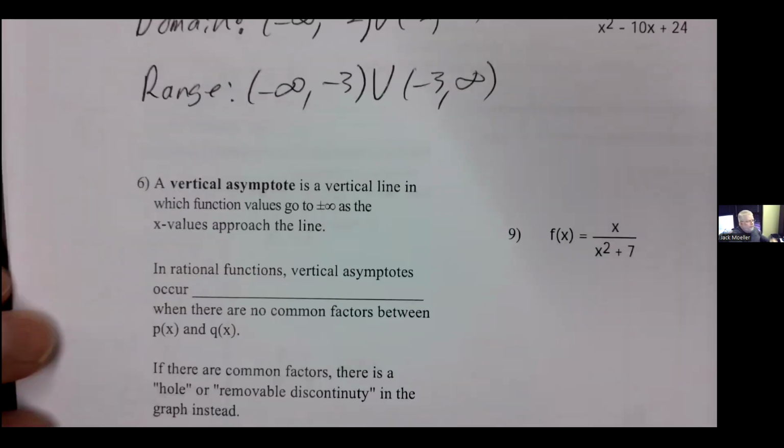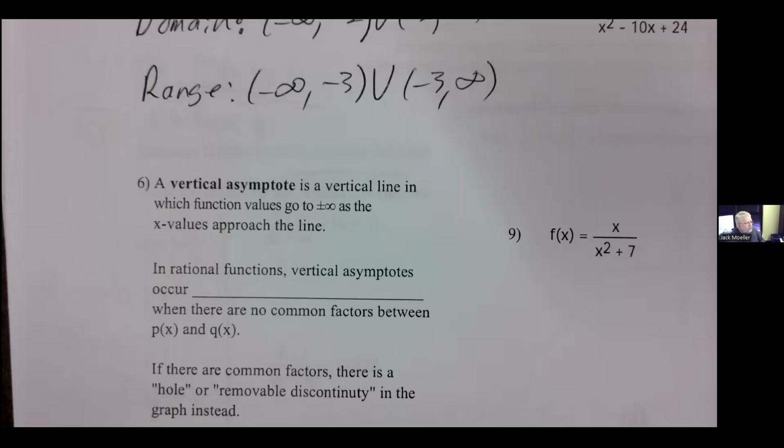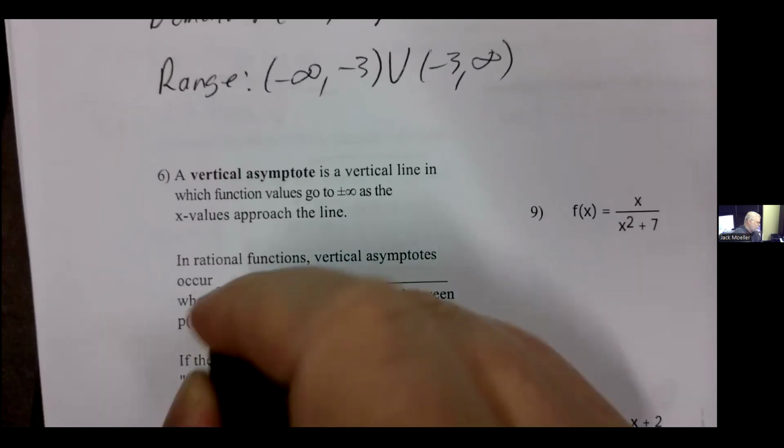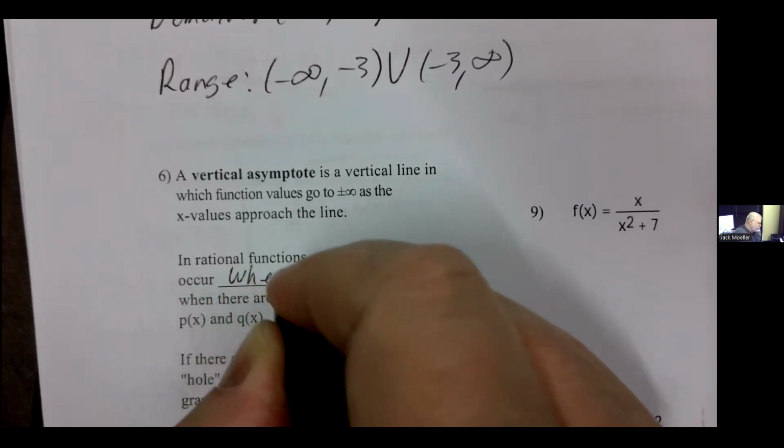All right. The vertical asymptote is the vertical line where, again, your function values, your y values, are going to plus or minus infinity as your x approaches that vertical line from either side. So where do vertical asymptotes occur? Where we divide by 0.